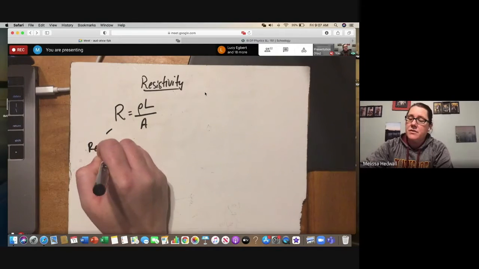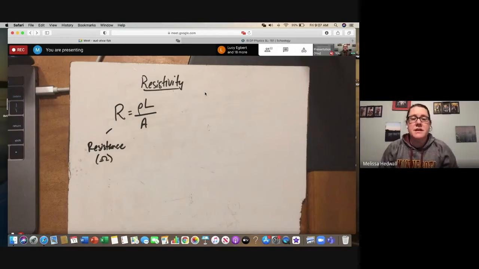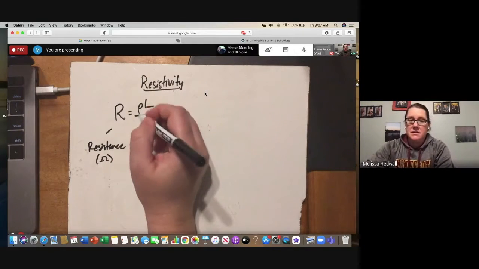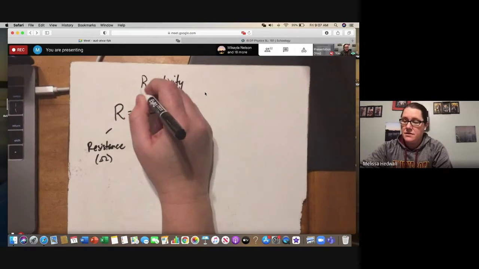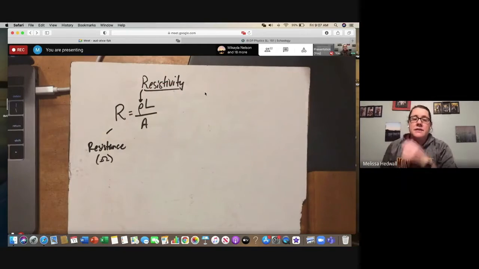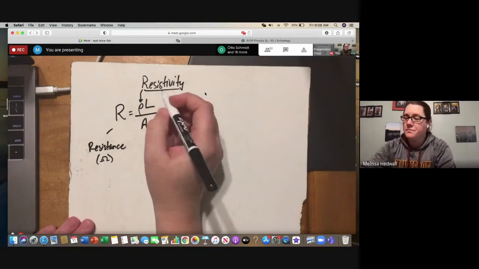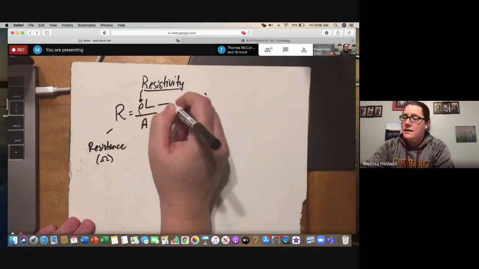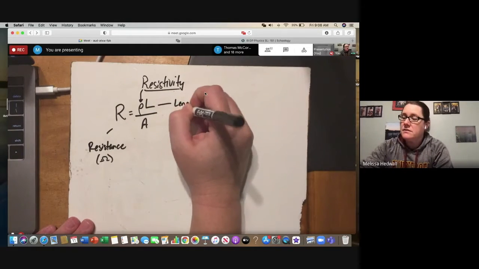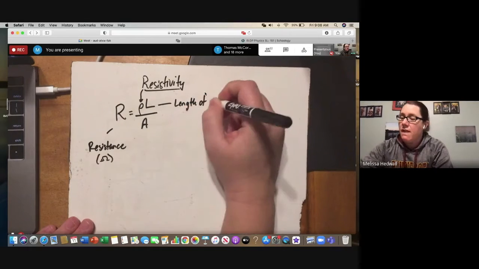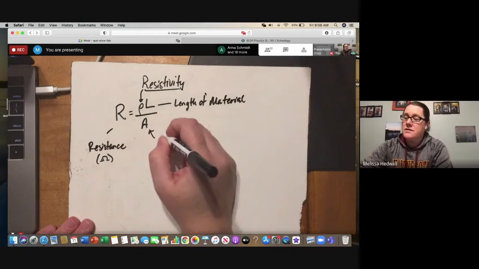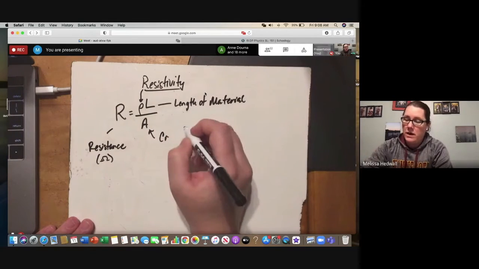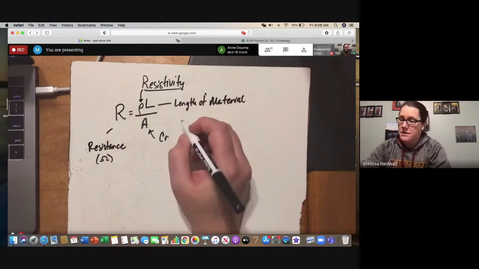When we're setting this up, you have your resistance, which is still measured in ohms. If we want our resistance, it's this combination of these things. The resistivity is rho, that smooth curly P. It's the Greek letter rho. Then the length of the material, and then the cross-sectional area. It's usually going to be a wire.